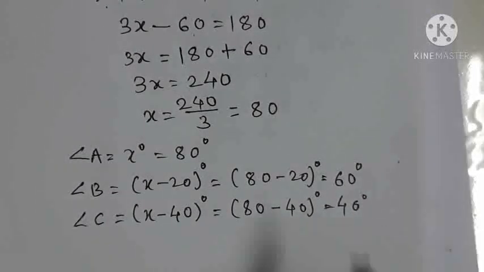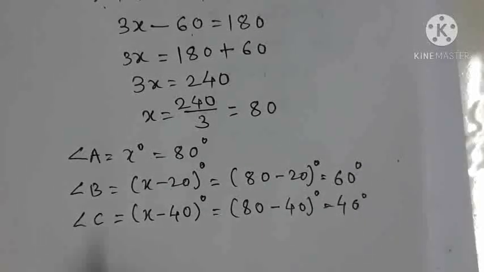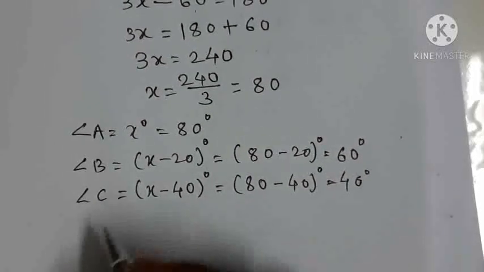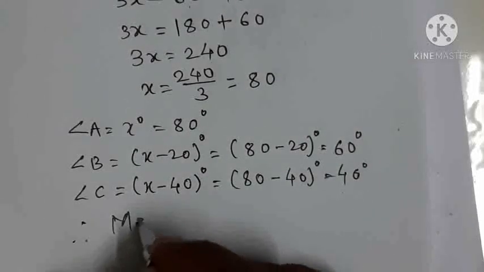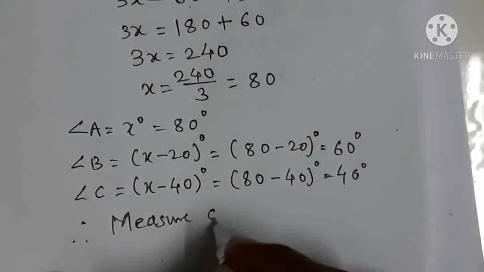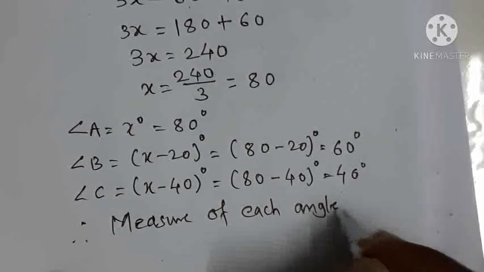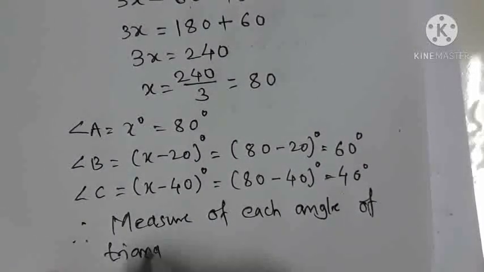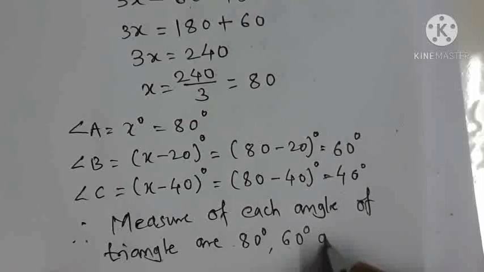Therefore take the sum of 80, 60 and 40, that is 180 degrees. Therefore the measures of each angle of the triangle are 80 degrees, 60 degrees and 40 degrees.